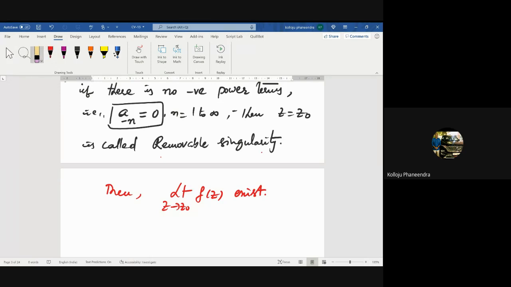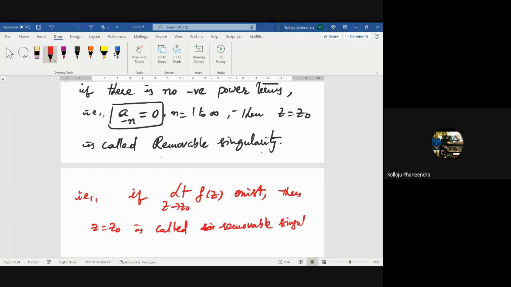Okay, I will write like this. That is, if the limit as z tends to z naught exists, then z equal to z naught is called a removable singularity. This is the criteria to decide whether it is removable or not. Is that clear? Okay, this is over.